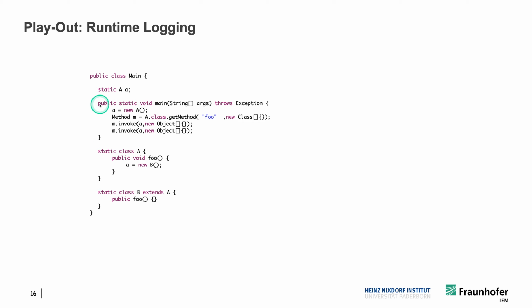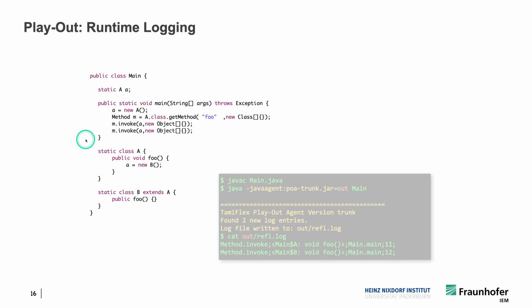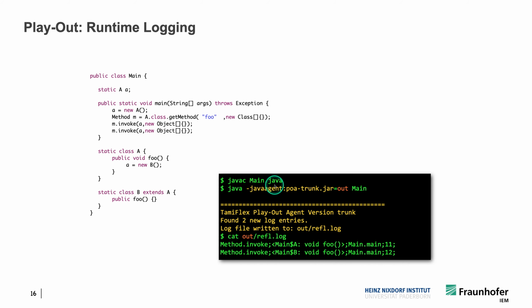Now the idea is that we execute this program and we trace what is happening. This is basically how it works and what kind of output you will see. First of all, we call java main, so we run this main class here, but we have an additional command line parameter, which is enabling this play out agent. And here we are telling it to place its output into this out folder. Then you would see some logging output, and in particular, it will tell you that the log file has been written to disk to this particular file handle here.